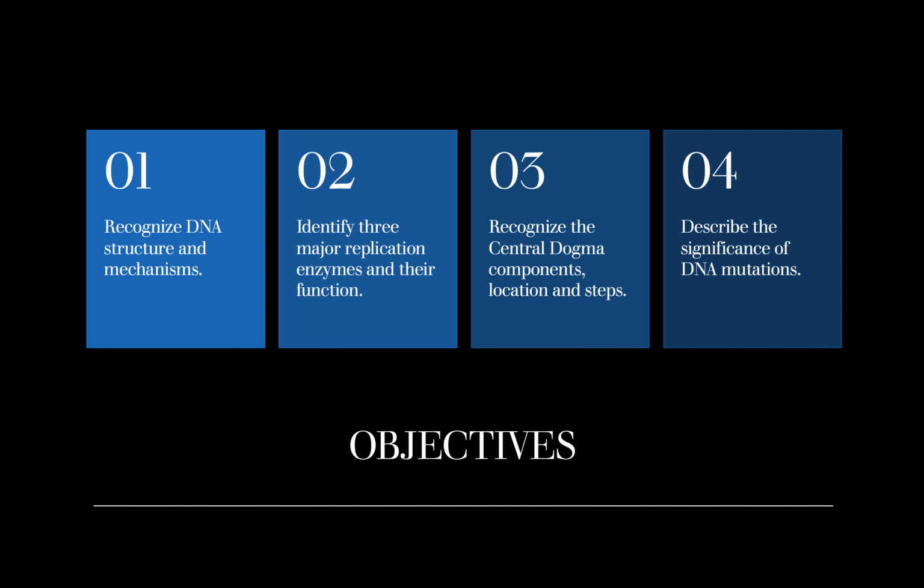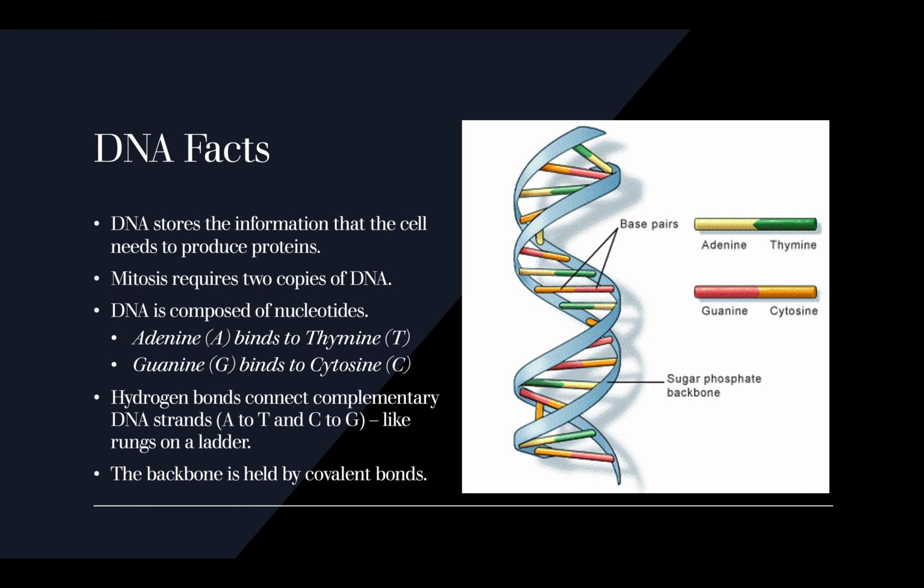So as always, we're starting off with our objectives. The first is recognize DNA structure and mechanisms. The second is identify 3 major replication enzymes and their function. The third is recognize the central dogma components, location, and steps. And the fourth is describe the significance of DNA mutations. So let's start off by talking about DNA.